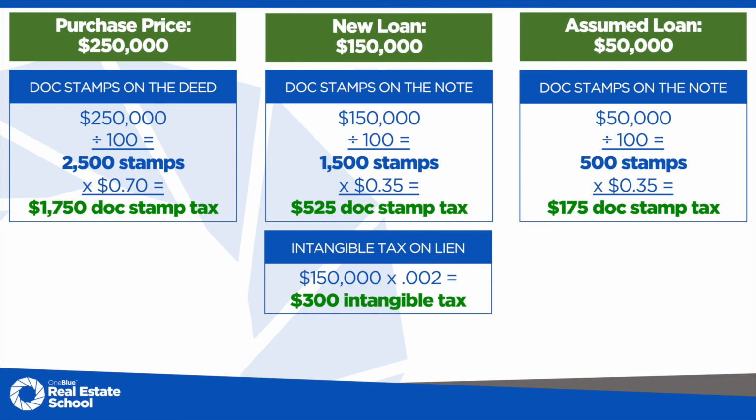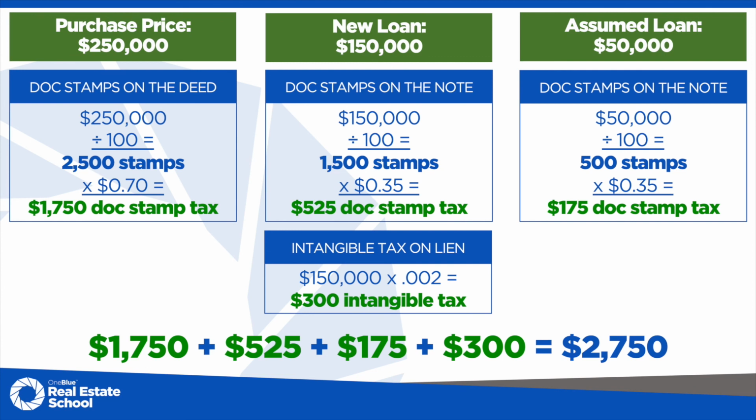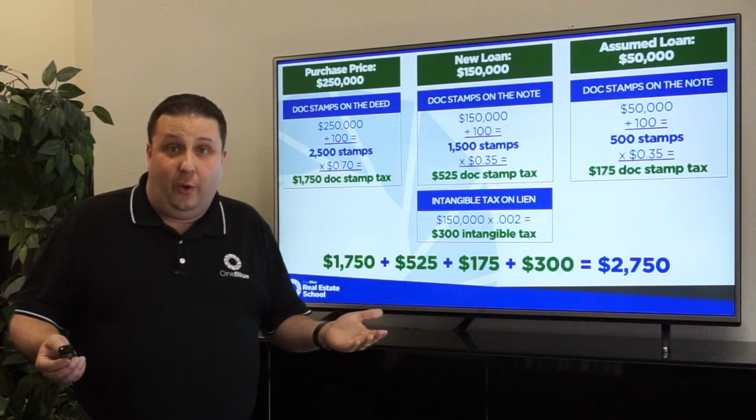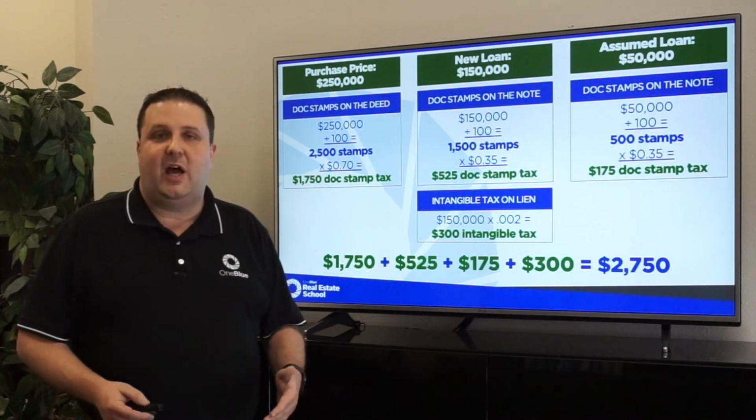So the total state transfer taxes is all three. We added all up, $2,750. That is the total transfer taxes for this purchase. Well, how did you do? Did you get it? If not, don't worry.